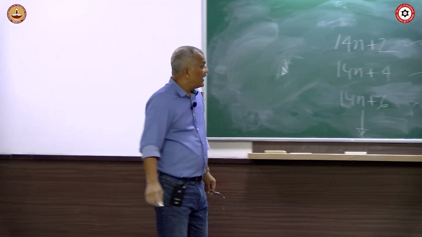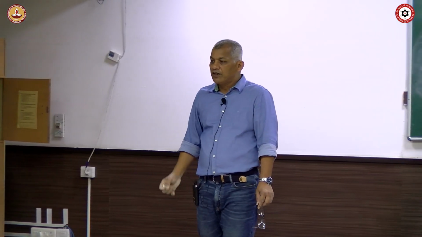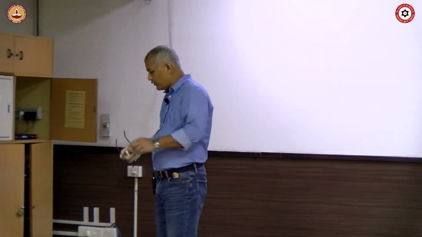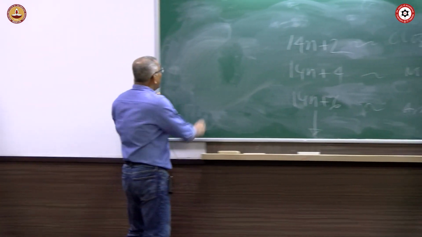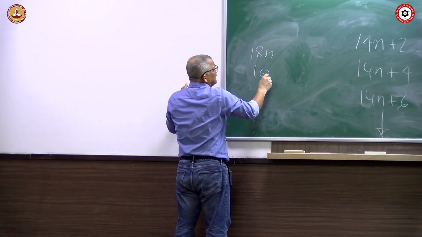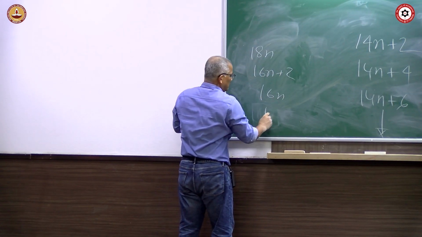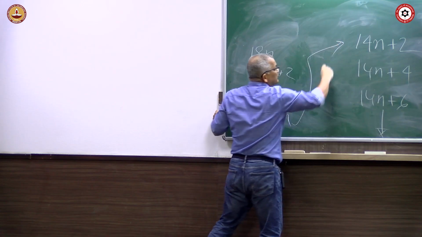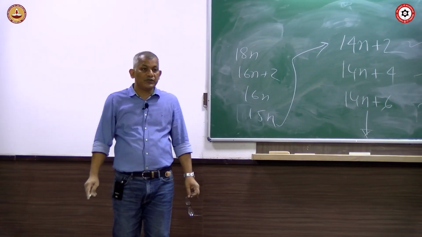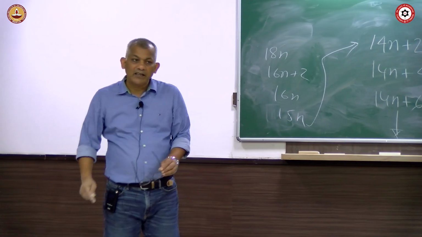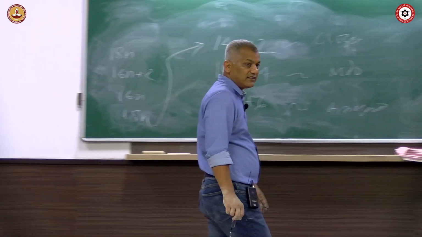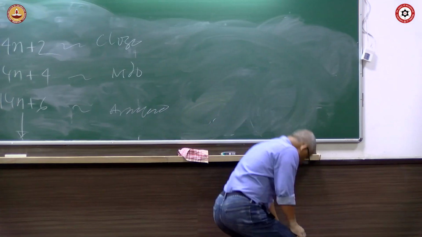Now what is n? n equals the number of vertices. After 18n, 16n plus 2, 16n, 15n, it goes to 14n plus 2, that is closo, then nido, arachno. Now I will give you a formula, and you have to predict the shape or the structure.